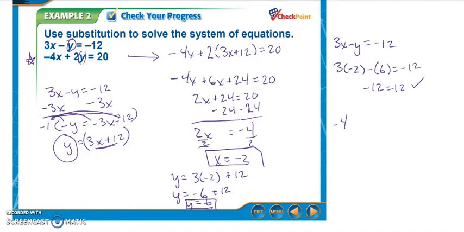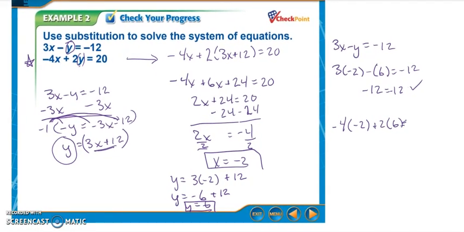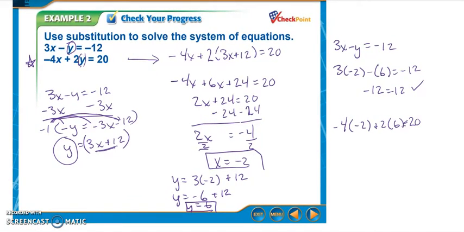So negative 4 times negative 2 plus 2 times 6, because that was our y, and this is the second equation, equals 20. So if I do the math on this, I get 8 plus 12 equals 20. So I get 20 equals 20. So my coordinate point worked in both of them. So x equals negative 2 is the correct answer, and so is y equals 6. The whole entire coordinate point is your answer.